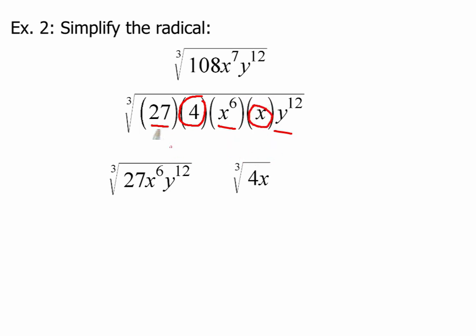And now I'm going to do the cube root of my perfect cubes. So the cube root of 27 is 3. The cube root of x to the 6th, 6 divided by 3 is 2. The cube root of y to the 12th, 12 divided by 3 is 4. And my non-perfect cubes just stay inside of the radical. So my answer ends up being 3x squared y to the 4th times the cube root of 4x.